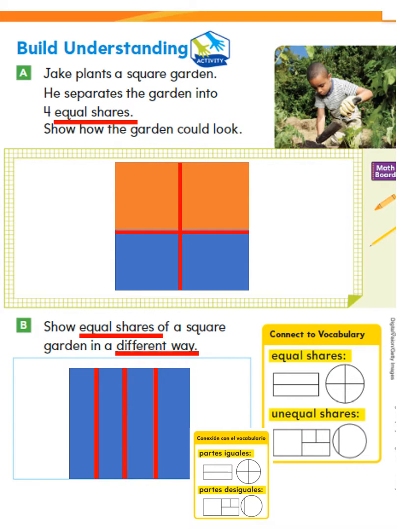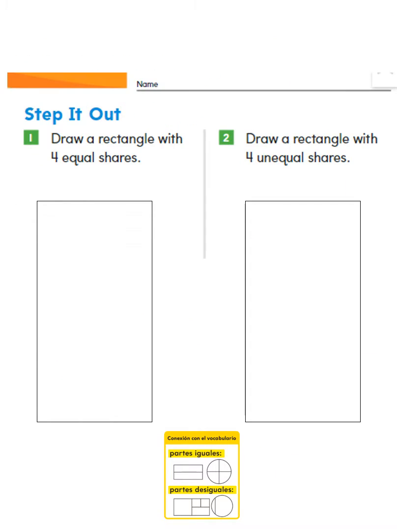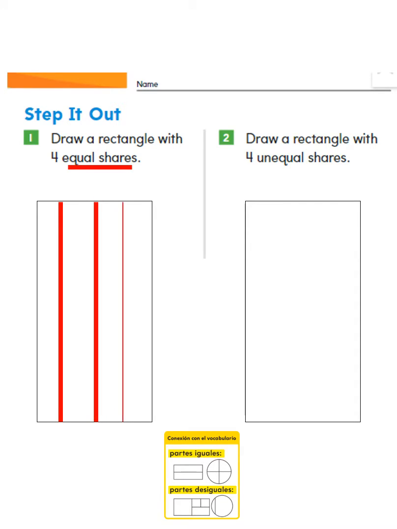Okay, pause the video if you need more time. Let's go on. Let's step it out. On number 1, we are going to draw a rectangle with 4 equal shares. Again, we're looking for partes iguales, equal shares. 1, 2, 3 lines in this long rectangle now makes 4 parts. 4 equal shares. 4 partes iguales.